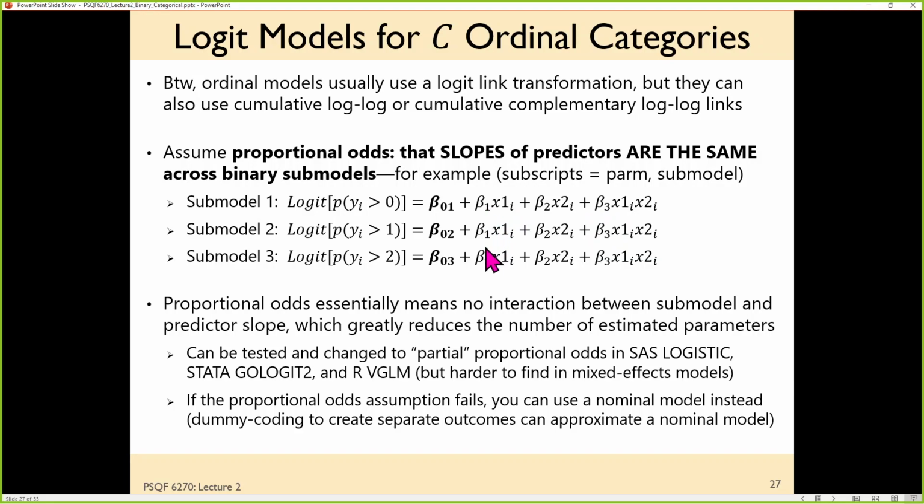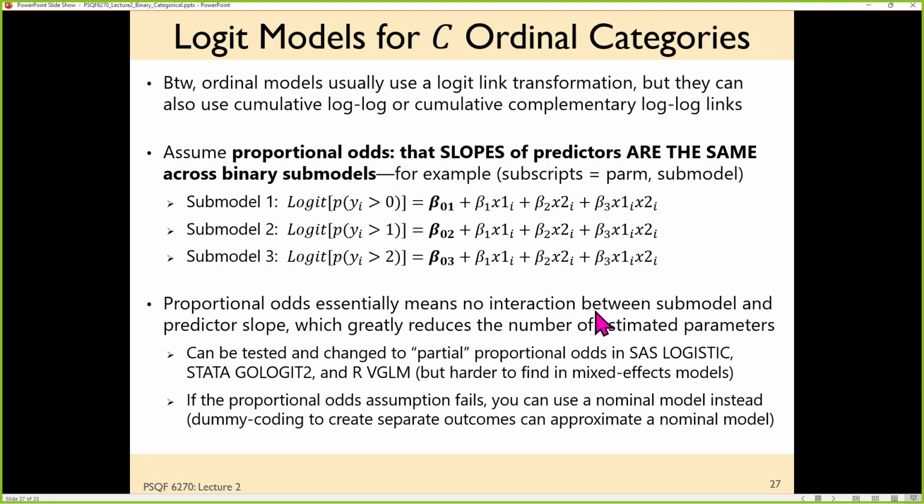What's not on beta 1, beta 2, or beta 3? Error? Yeah, there's no e's in here because we're still predicting binary where residual variance is not a thing. But in terms of the subscripts, is beta 1 the same beta 1 all the way through as it's written? Beta 2 is going all the way through. Beta 3 is going all the way through.